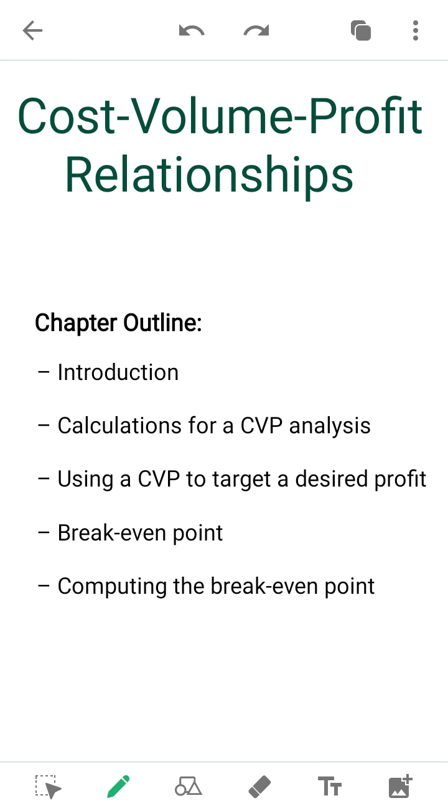Our today's class chapter name is Cost Volume Profit Relationship. First of all, you should know the chapter outline. After completing this chapter, you will be able to understand: introduction, calculation for a CVP analysis, using a CVP to target a desired profit, break-even point, computing the break-even point. These are the chapter outline.